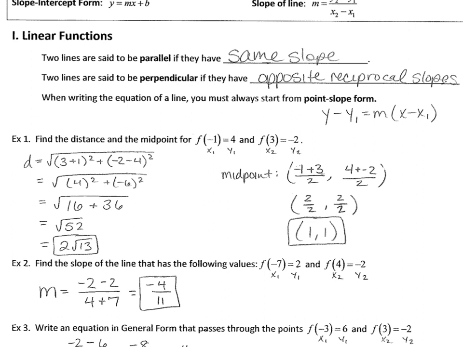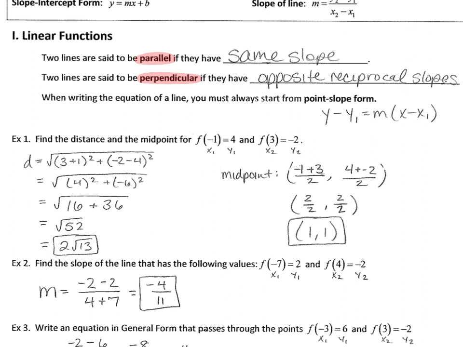So two lines are said to be parallel if they have the same slope. Maybe highlight that word parallel, that's important. We know this, they go the same direction, so they have the same slope. Two lines are said to be perpendicular if they have opposite reciprocal slopes. What does it mean for things to be opposite reciprocal? Correct, opposite sign, flip fraction.